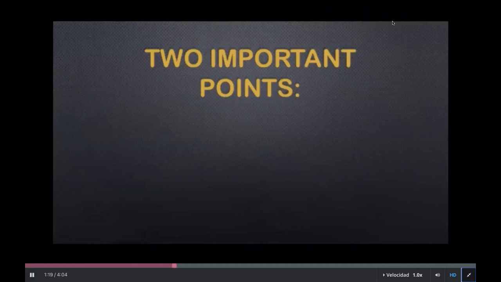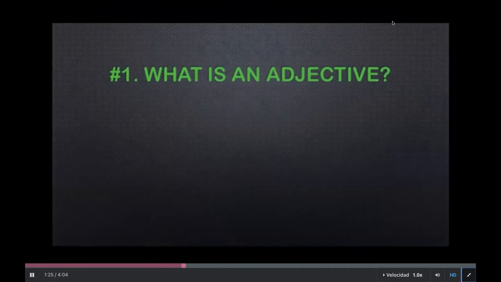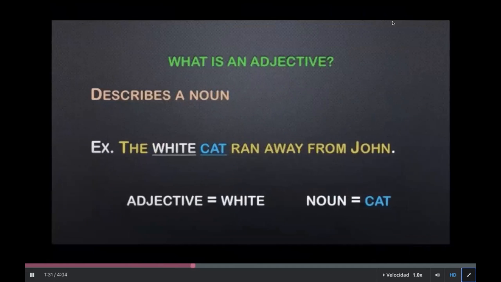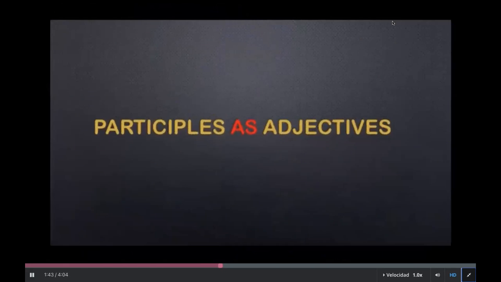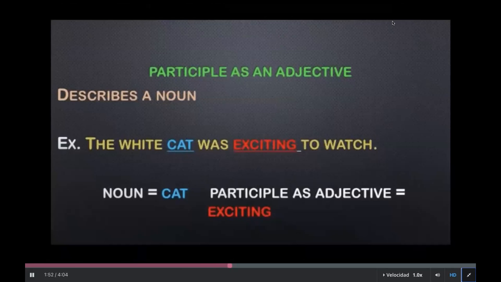Pay attention. I want to go over two important points. Number one, do you remember what an adjective is? Very good. An adjective describes a noun. For example, the white cat ran away from John. Adjective, white, noun, cat. In other words, because participles can be used as adjectives, the participle as adjective also describes a noun. For example, the white cat was exciting to watch. Noun, cat, participle as adjective, exciting.